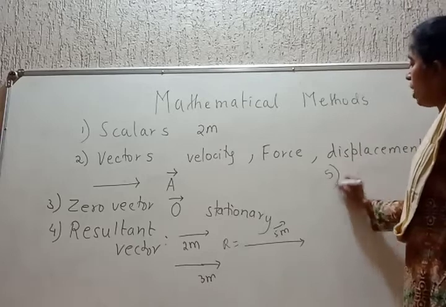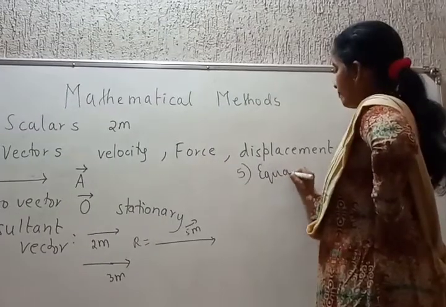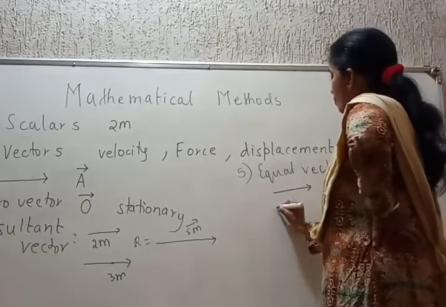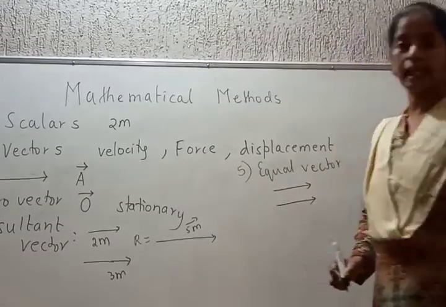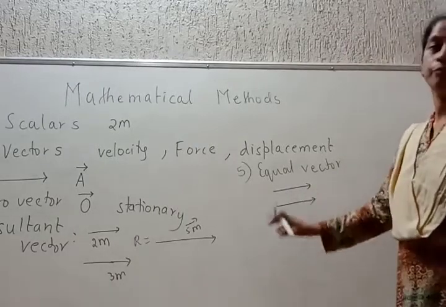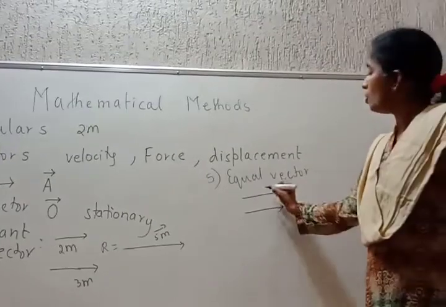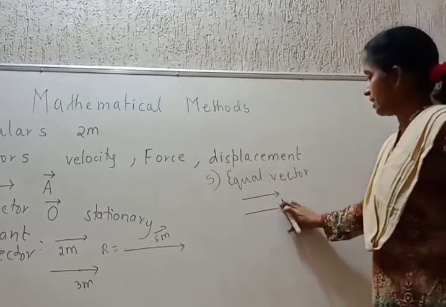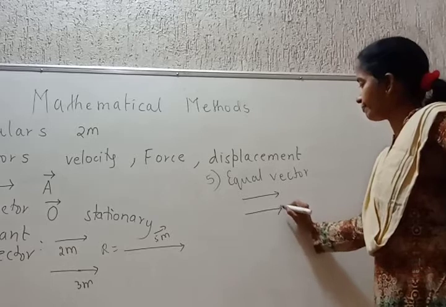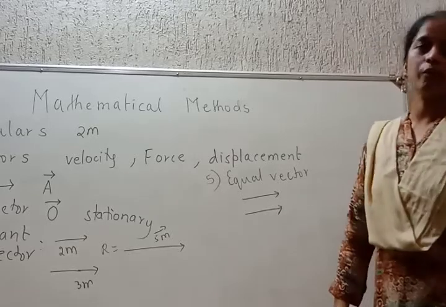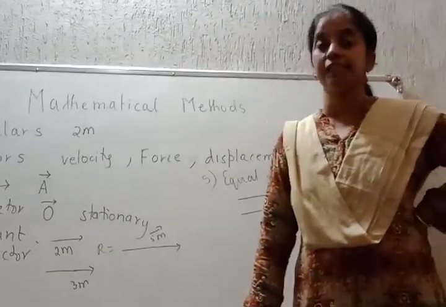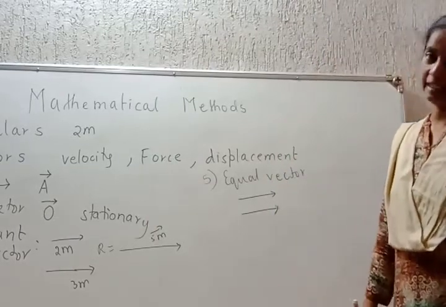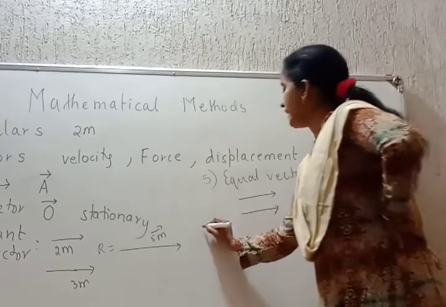Fifth, what are equal vectors? Equal vectors are two vectors which have same magnitude and same direction. Two or more vectors having same magnitude. एवढीच लेंथ ही काढली आहे. जरा तुम्हाला जास्त वाटत असेल तर हे घ्या. Two or more vectors having same magnitude and same direction are called equal vectors. Easy.